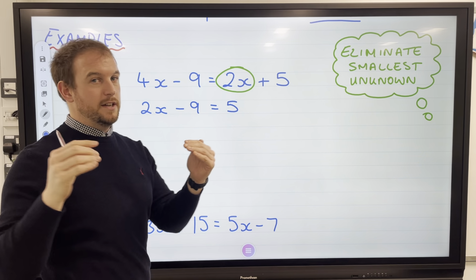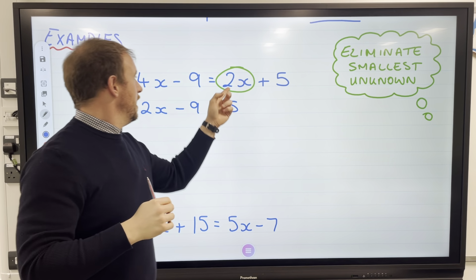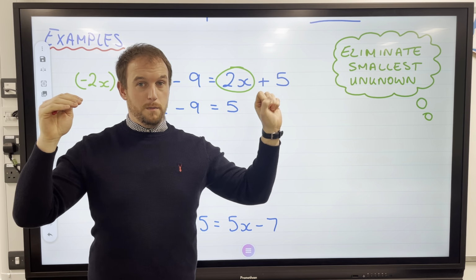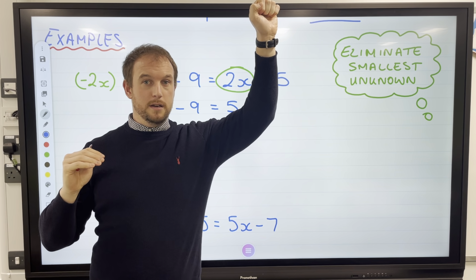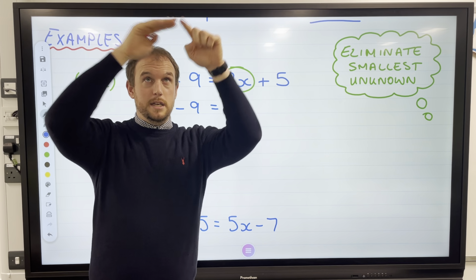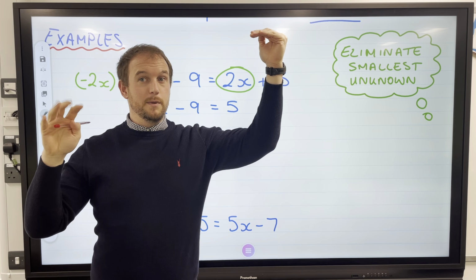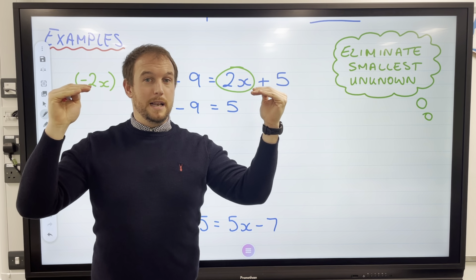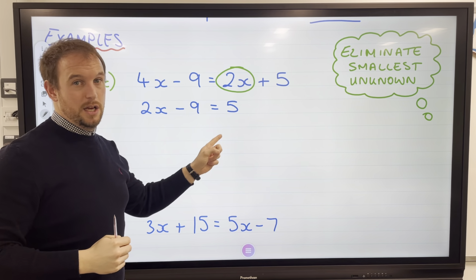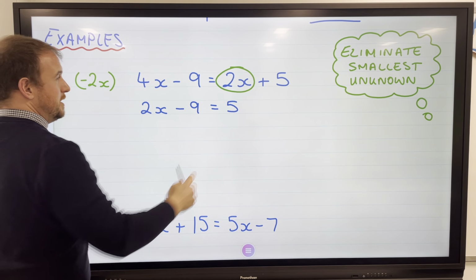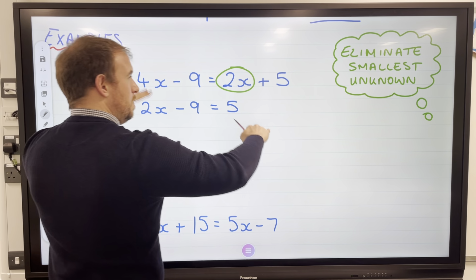Think of a set of weighing scales. Okay, if I've taken away 2x from this side, it's got lighter. Okay, think of the scales now coming across, take away 2x, it's gone lighter. So I've taken away 2x from here as well to balance it out, to make it equal. I've taken 2x off this side, 2x off that side. Still weighs the same.